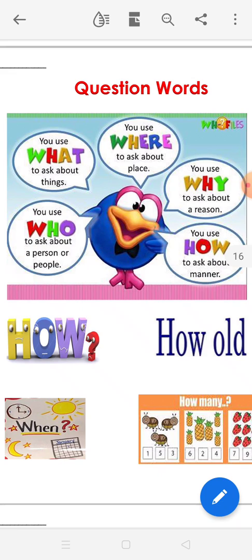How is used to ask about someone, for example, how are you? I'm fine, thank you. How's your mother? My mother is very well. How's your father? My father is very sick.